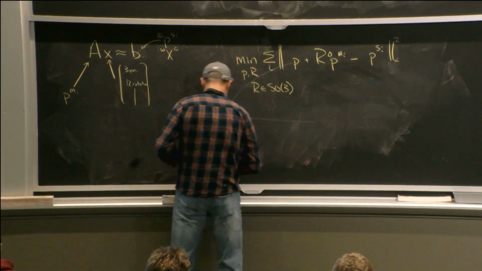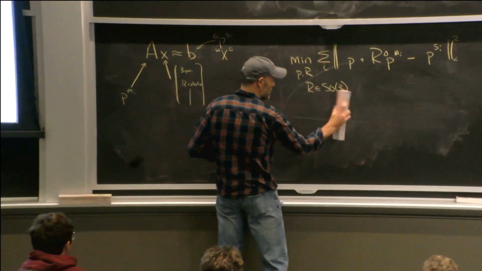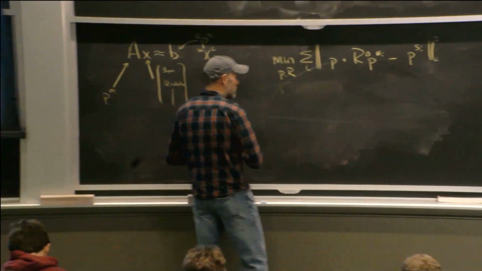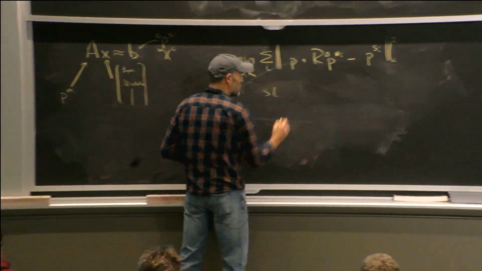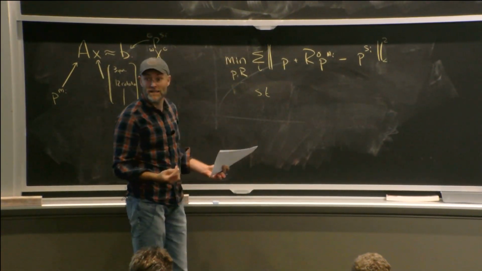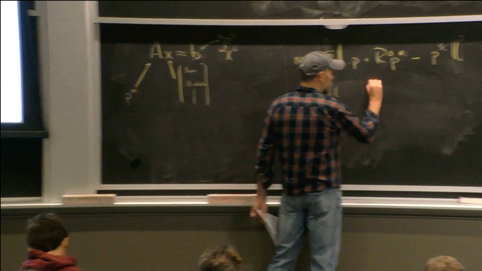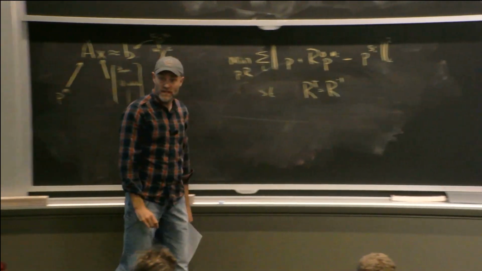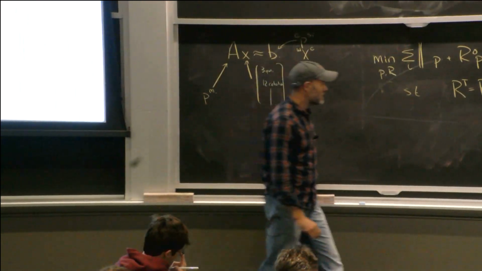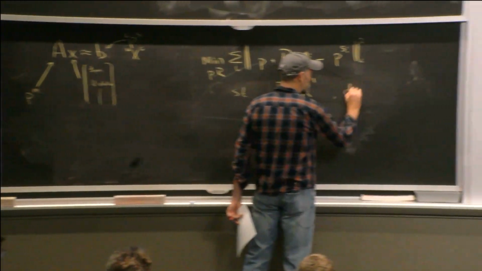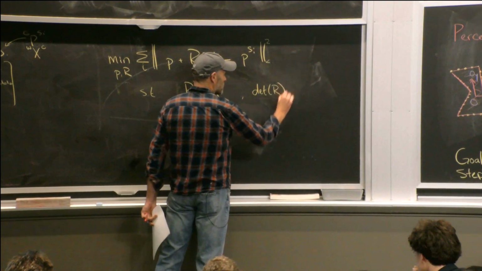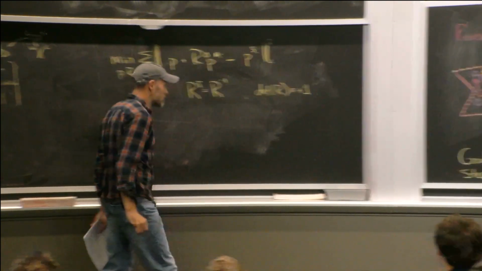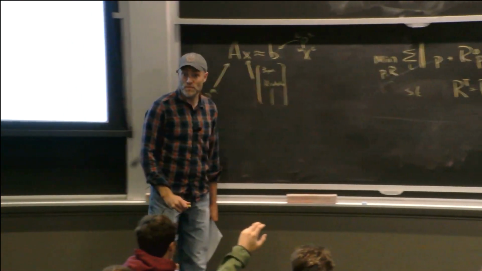So I can write this in the shorthand, but in order to implement that, what I would actually do is write the things that define a valid rotation matrix. First of all, R transpose has to be R inverse. That's one constraint that makes a valid rotation matrix. And the other one is that the determinant of R has to be positive 1. So this is the optimization problem we're working on.